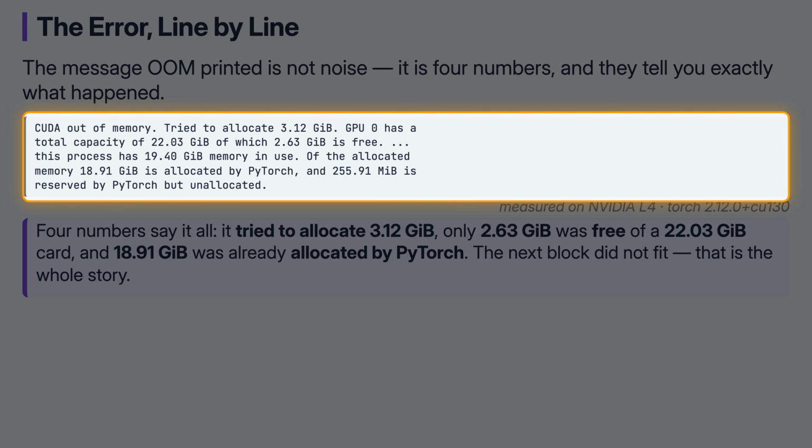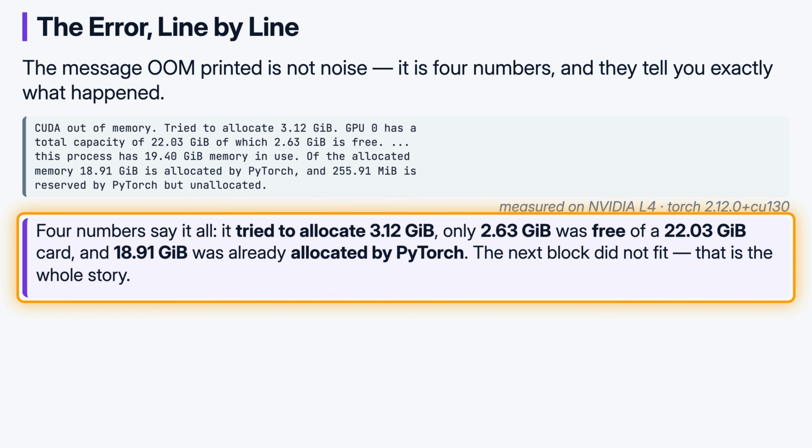The message OOM printed is not noise. It is 4 numbers, and they tell you exactly what happened. It tried to allocate 3.12 GB. Only 2.63 GB was free. The card's total capacity is 22.03 GB, and 18.91 GB was already allocated by PyTorch. The next block did not fit in what was free. That is the whole meaning of the error. There is no mystery.